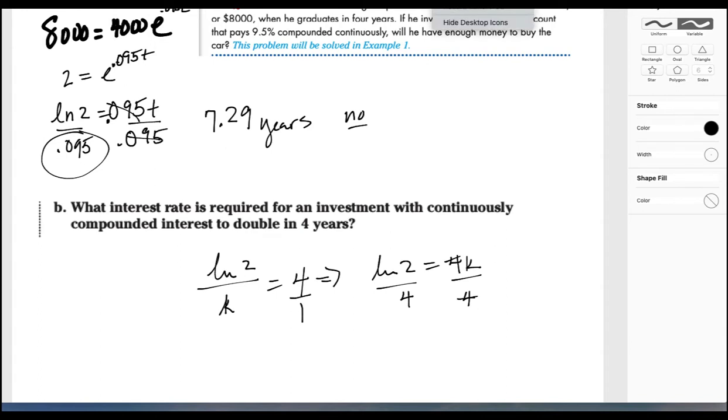So again, grabbing my calculator, we get that k is equal to 0.173, goes on a bit. I'll stop there, 0.173 about. And what that means is, remember k was the percentage written as a decimal, so I'm going to write this decimal as a percentage, and the interest rate would be 17.3%. So in order to double your money, compounding it continuously for 4 years, you need to have it at 17.3%.